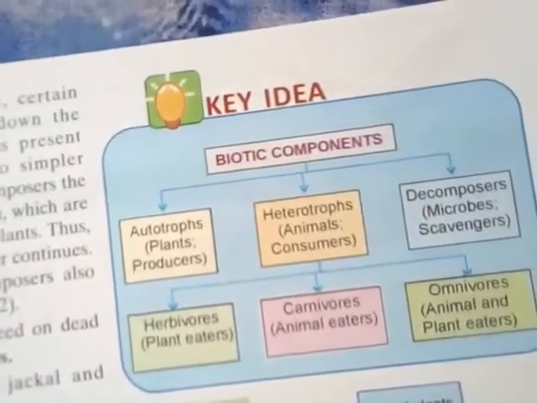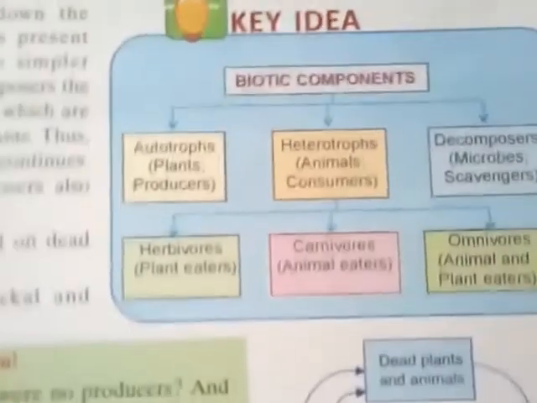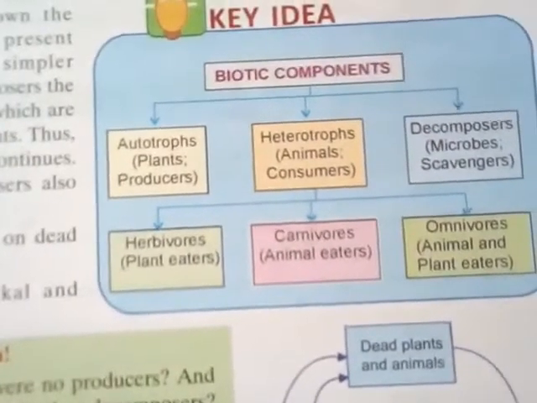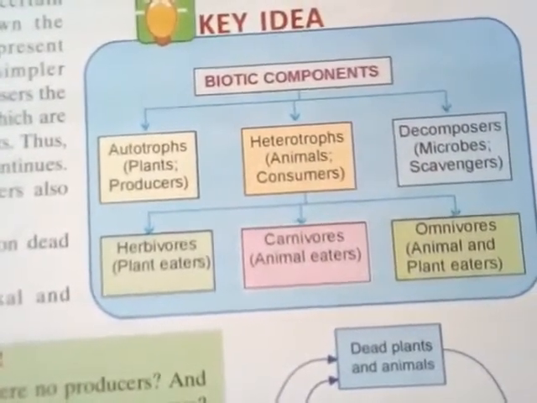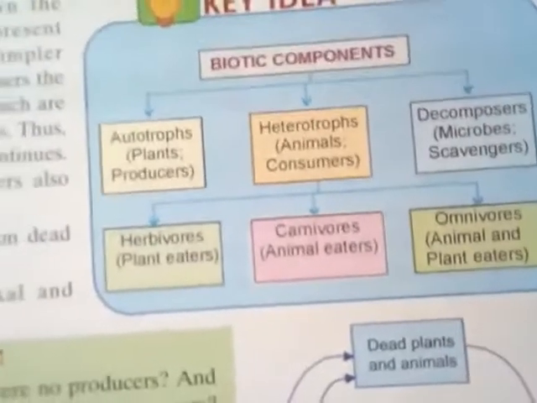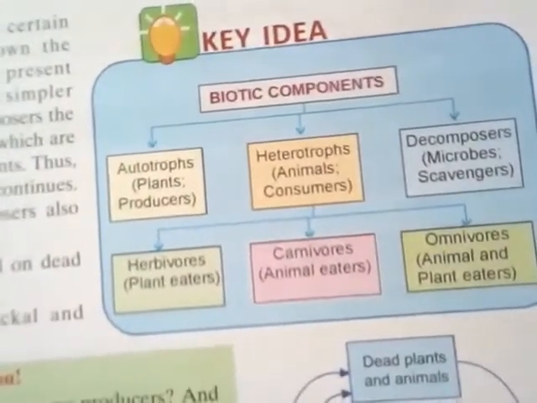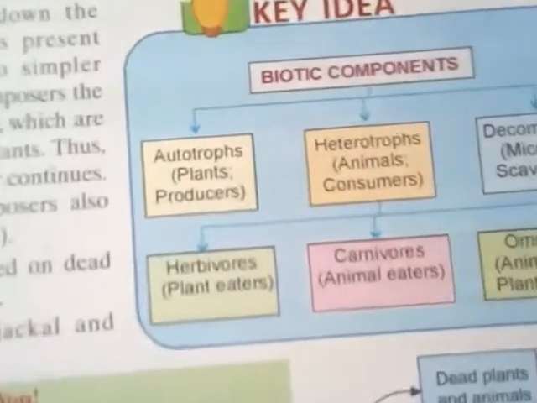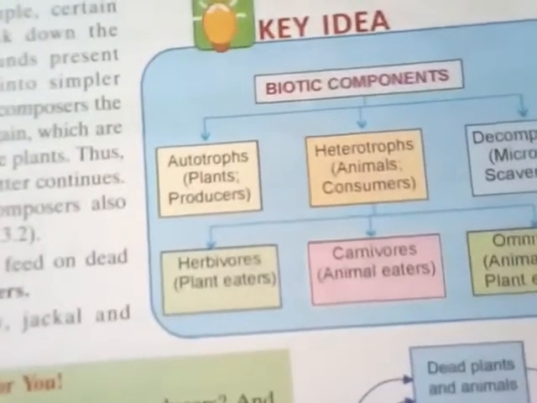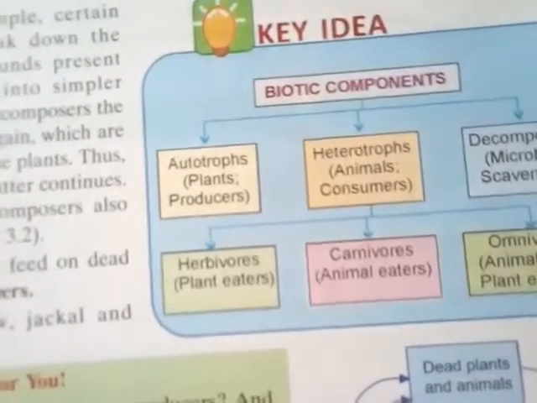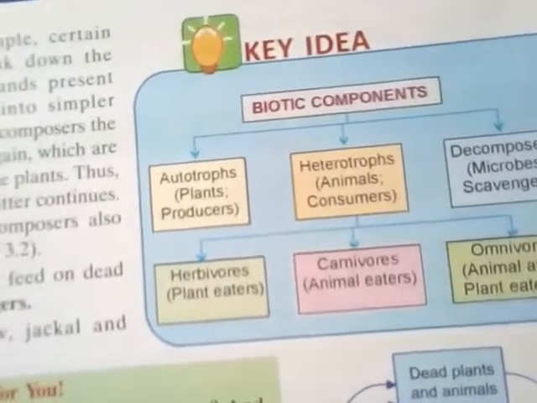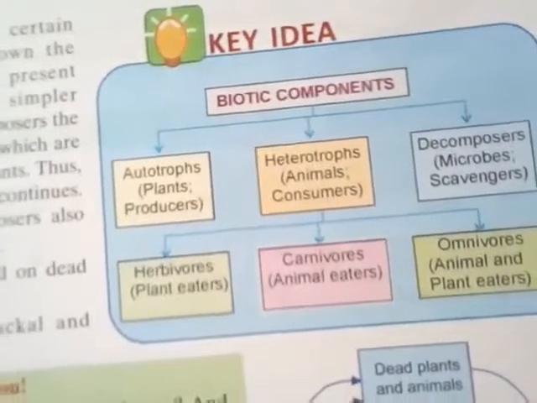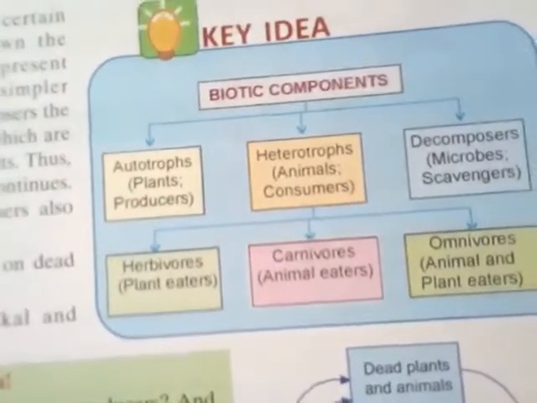And these heterotrophs have been classified into three parts: herbivores, or you can say plant eaters; carnivores, the animal eaters; and omnivores, animal and plant eaters. So that is the basic important thing: the autotrophs, heterotrophs, and the decomposers. Autotrophs means the plant producers, those who produce something, like plants that produce their fruits as well. And the heterotrophs are the animals and consumers, who depend on that particular plant.